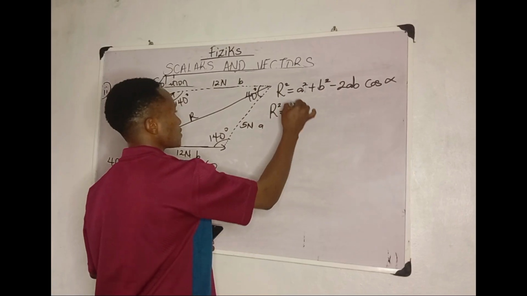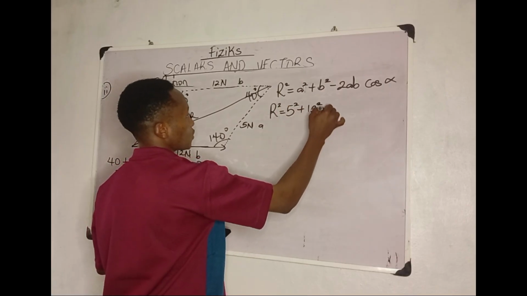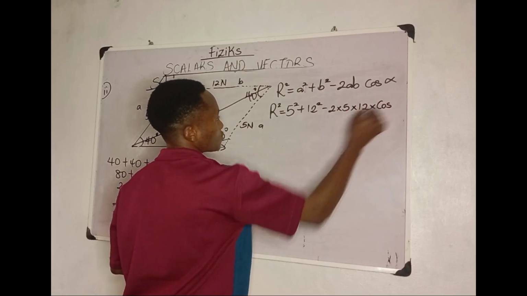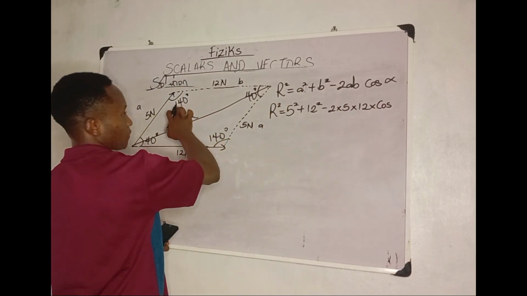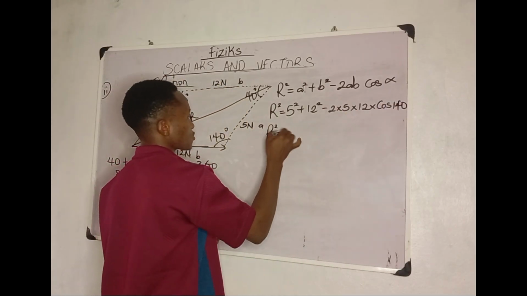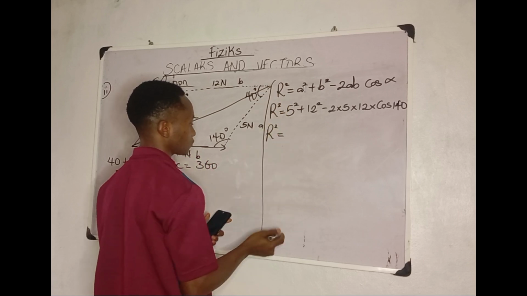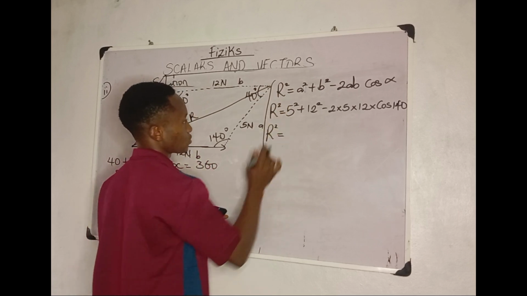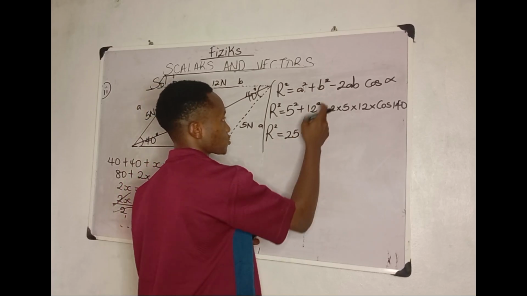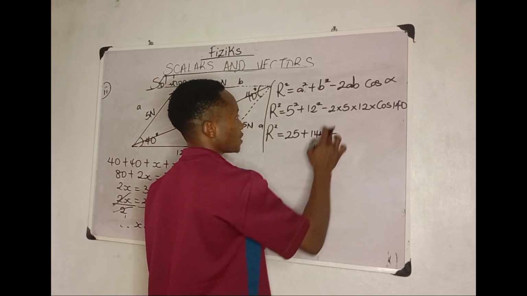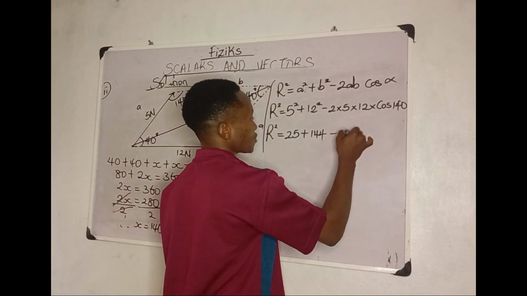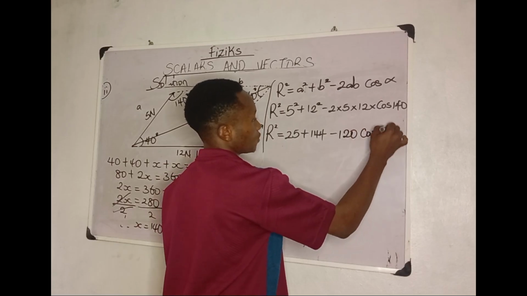Now here we have r squared is equal to, what is going to be my a? My a is 5, so I'm writing 5 squared plus 12 squared minus 2 times 5 times 12 times cos. Cos what am I going to put? Very good, cos 140. So here we have r squared is equal to 25 plus 144. 12 squared, 144, minus, now 2 times 5 is going to give us 10. 10 times the 12 to get us 120.